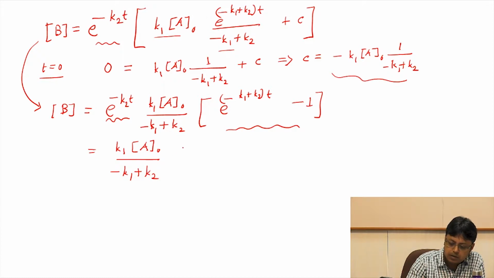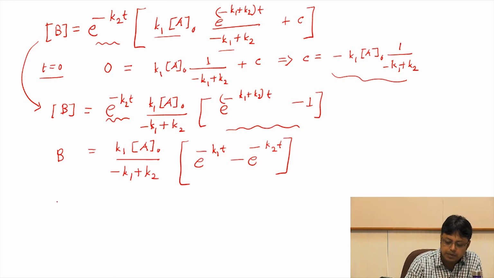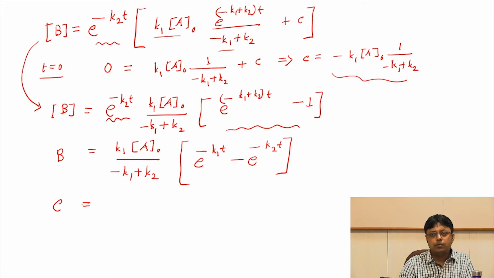So let us do it. So if I multiply by e to the power minus k2t, e to the power plus k2t cancels out here. So the first term is e to the power minus k1t, and the second term is minus e to the power minus k2t. So this is the expression for B, and for C, we can actually proceed in the similar way.